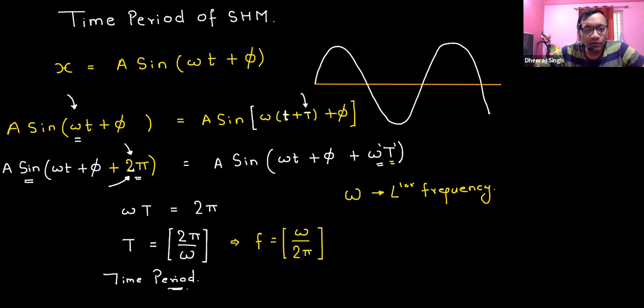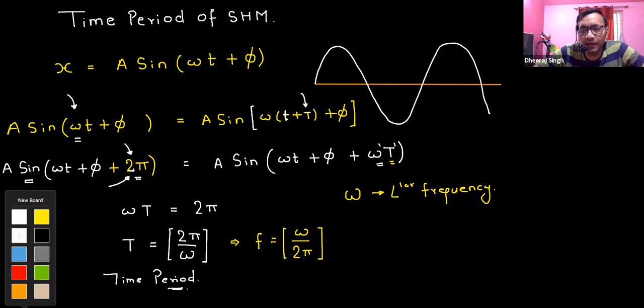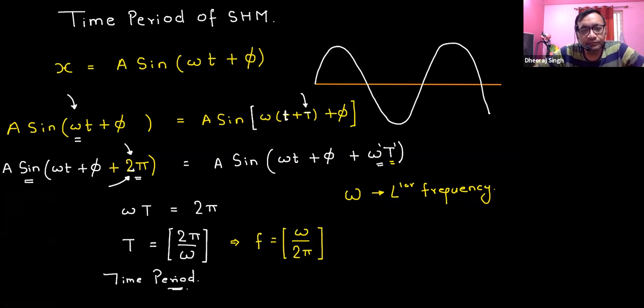Fine. So this is the time period of SHM. Now, can you do one more thing? Draw the graph between acceleration versus x. Okay. For an SHM, you know that a is equal to minus omega square x.